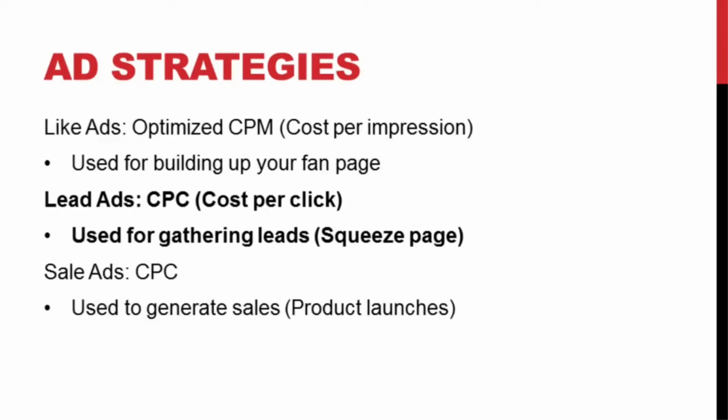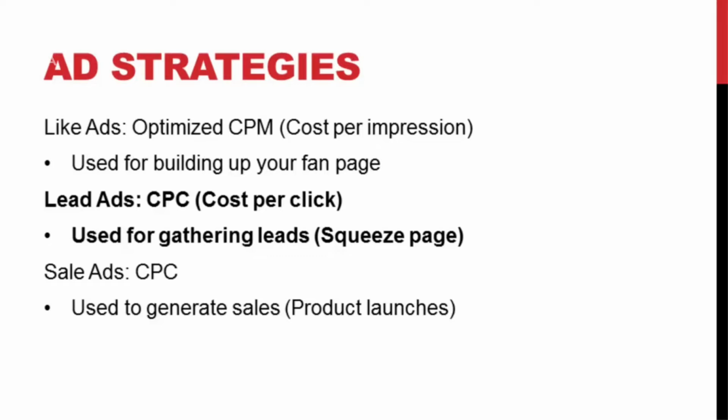Now, Facebook does have a lot of different types of ads and different types of bidding and strategies that you can use when creating your ad. For example, they have like ads, and the whole point of this is to build up your fan page and get likes for your fan page. You can do lead ads, where the whole point is for you to get a lead, and this is what we're going to be focusing on by driving traffic to our squeeze page and focusing on getting leads. And the last strategy is a sales type strategy, where you're going to send traffic to a product launch or some kind of sales page, trying to make the sale.